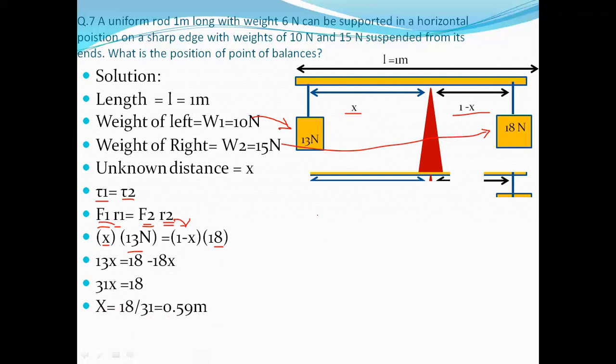But we have to calculate the distance from the heavier side as well. So it will be 1 minus X, which is equal to 1 minus 0.59. Putting the value of X in this equation, we get 0.41 meters. This is the distance from here. So this is how we calculated the distance from the heavier side. And moving on to the next question.